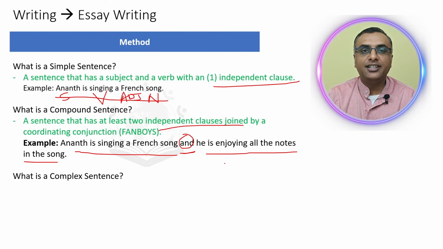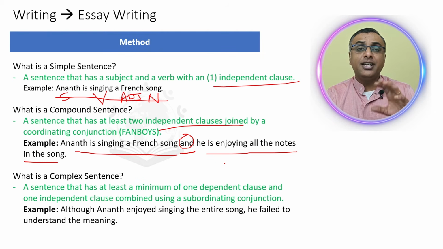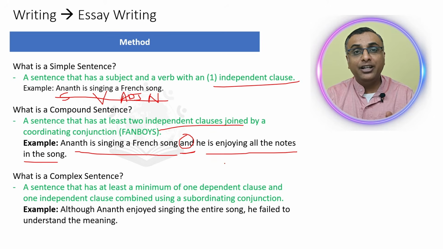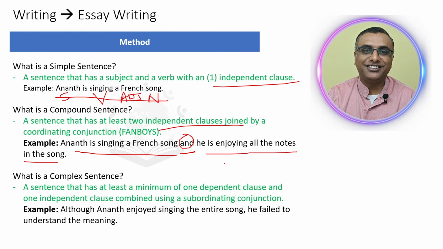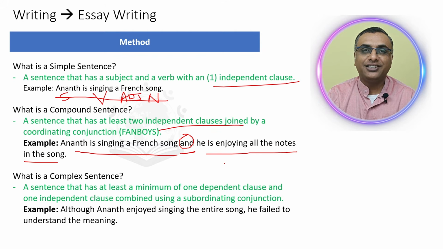Last but not the least, let's understand what a complex sentence is all about. It means a sentence is constructed using a dependent clause and one independent clause combined using a subordinating conjunction. Subordinating conjunctions can be even though, although, therefore, hence, before, after. All of these are subordinating conjunctions. Now let's see an example for a complex sentence.